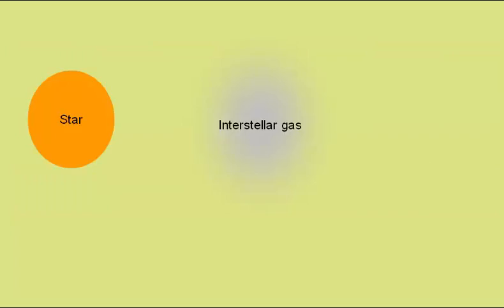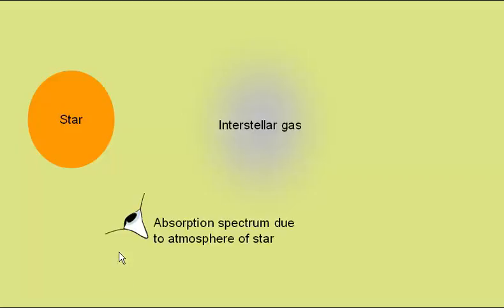What is seen will depend on the relative position of light source and observer. So here we have a star which will be sending out a continuous spectrum. However, elements in the atmosphere of the star will be creating an absorption spectrum on top of that continuous spectrum. And here we have a region of very low density interstellar gas. An observer here will see the absorption spectrum due to the atmosphere of the star.